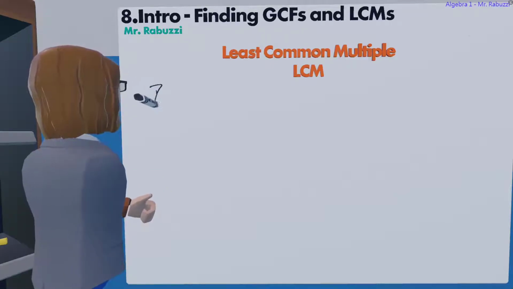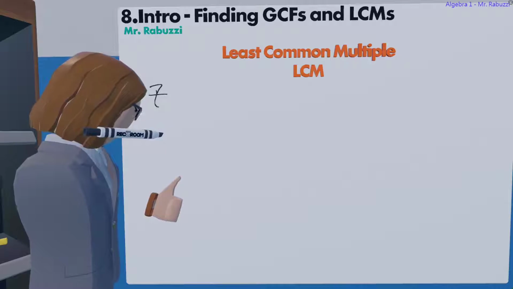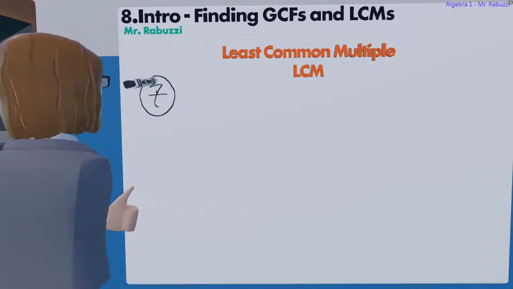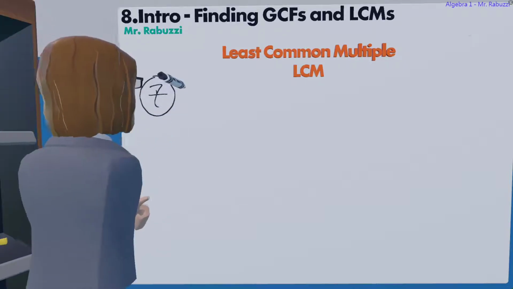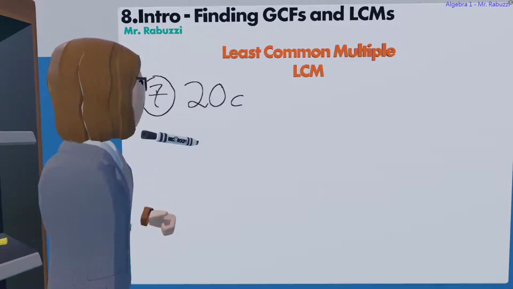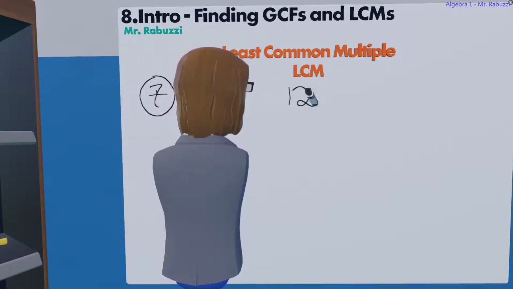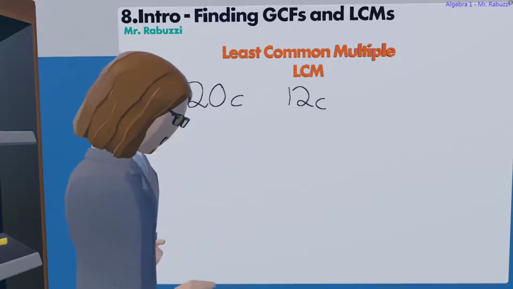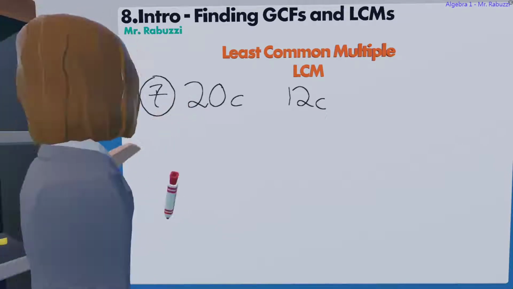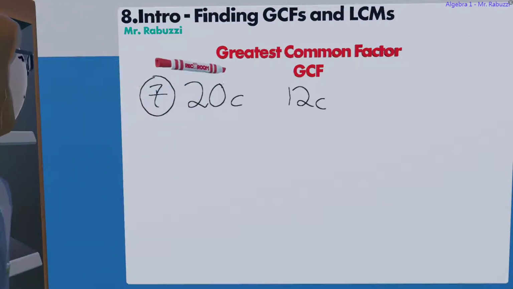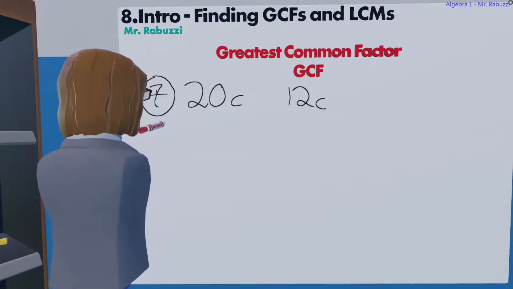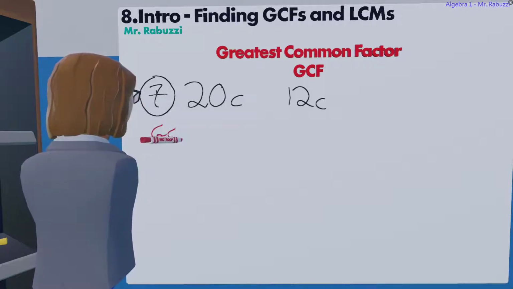So this is number 7 on your practice problems. Okay, number 7. 20C. And the other piece is 12C. Okay, so first we have to do our GCF. So the GCF is first.